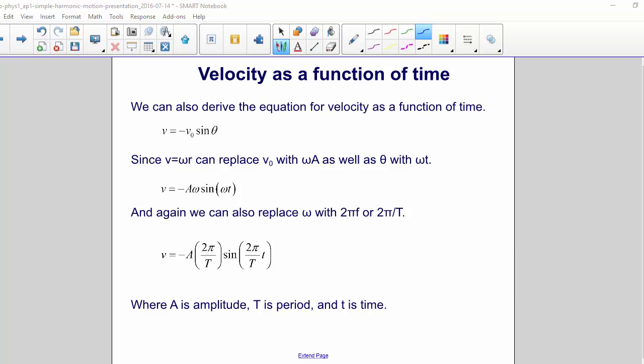We can also derive the equation for velocity as a function of time. v equals negative v naught sine theta. Since v equals omega times r, we can replace v naught with omega times A, as well as theta with omega times t. So we get v equals negative A omega sine omega t. And again, we can also replace omega with 2 pi f, or 2 pi over T. So we have v equals negative A times 2 pi over T times sine of 2 pi over period times t. And again, A is amplitude, capital T is period, and lowercase t is time.